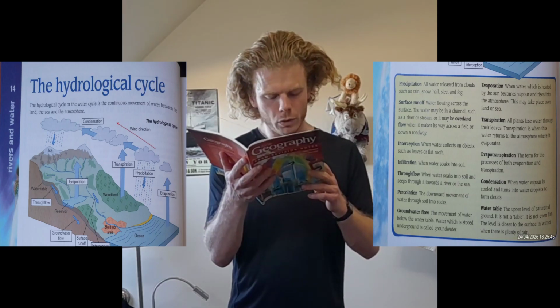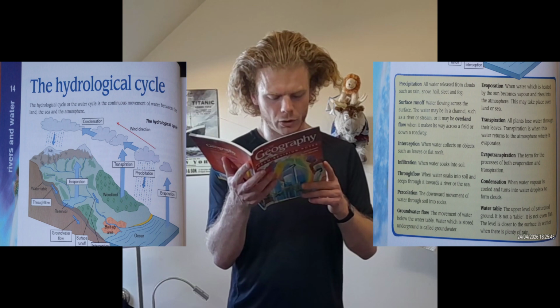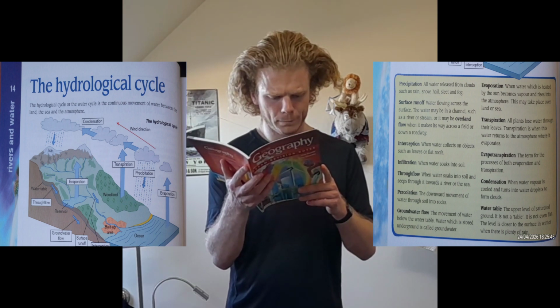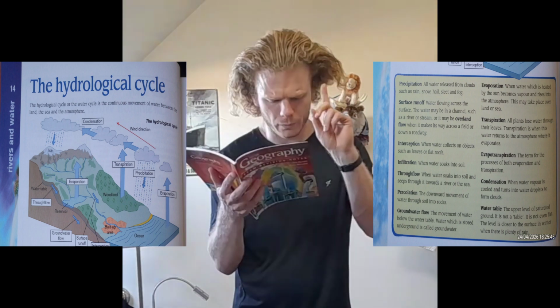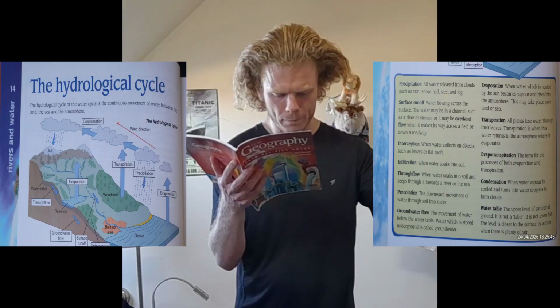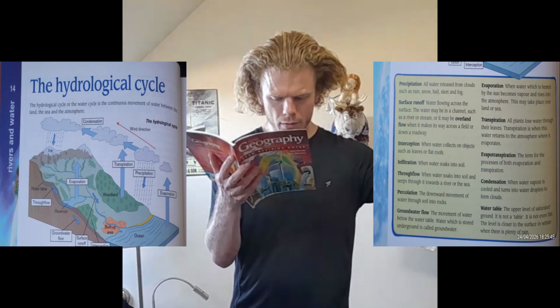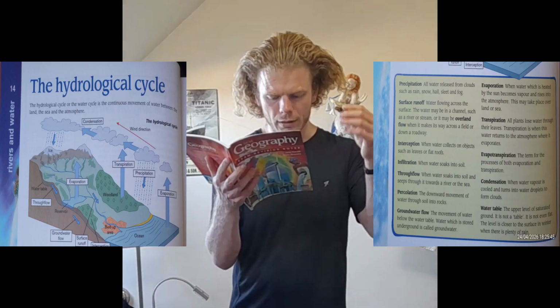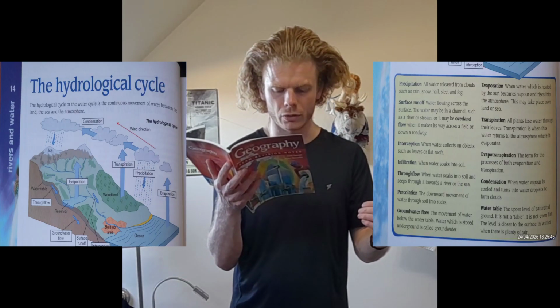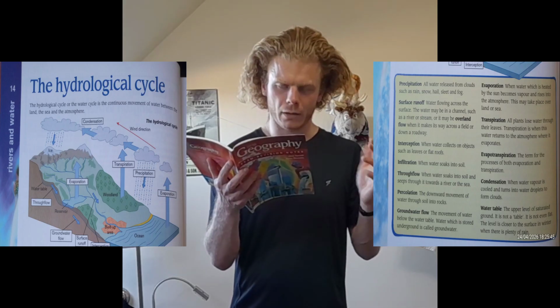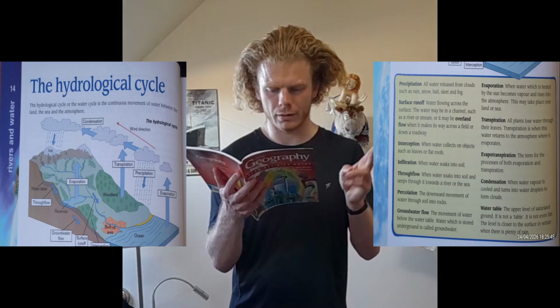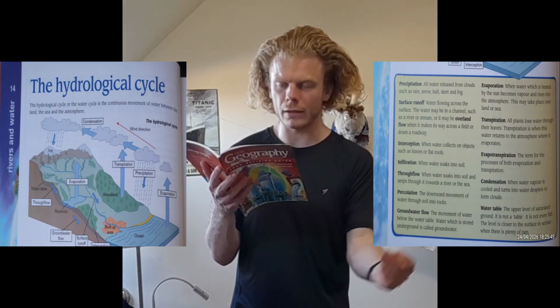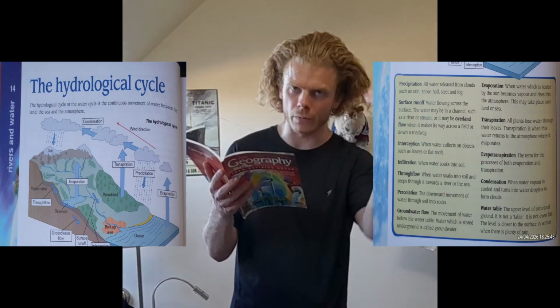Percolation, the downward movement of water through soil into rocks. Okay, the through flow was into the soil, through it to the sea, and percolation, the downward movement of water through soil into rocks. Okay, they are maybe similar. Through flow, it goes in and then to the sea, and percolation is the movement just down.